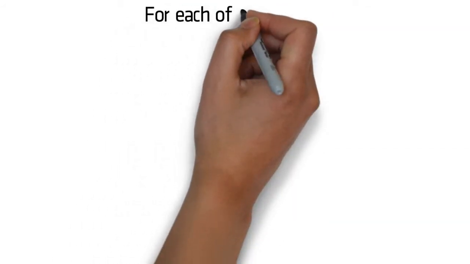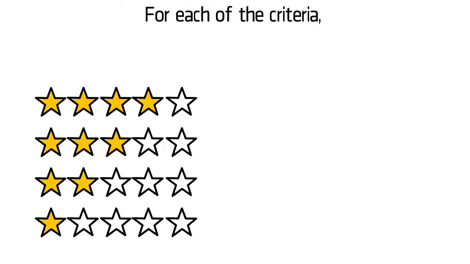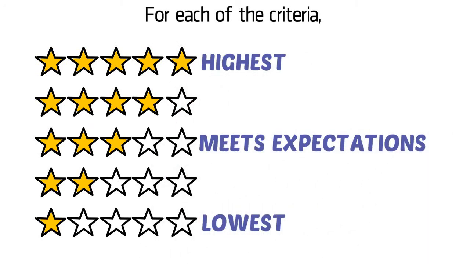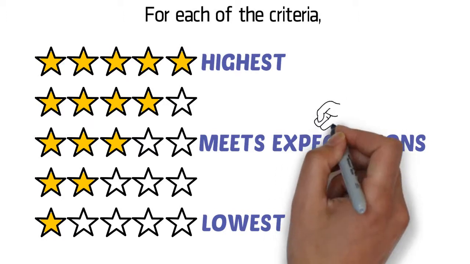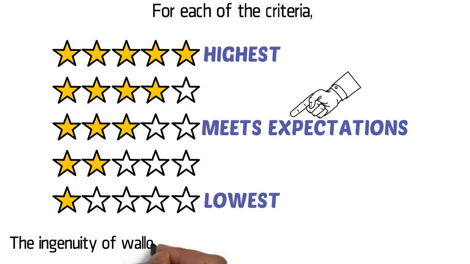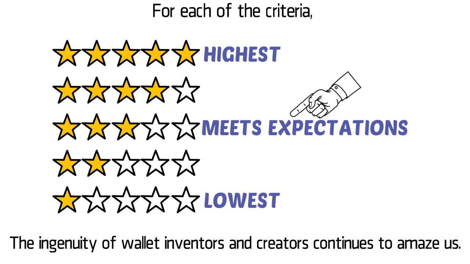For each of the criteria, a scale of 1 to 5 is used. 1 is the lowest and 5 is the highest. If a product meets expectations, it will receive a 3. We have many products with final scores that group in the middle, as it takes quite a bit to excel out of what you'd expect. But the ingenuity of wallet inventors and creators continues to amaze us.